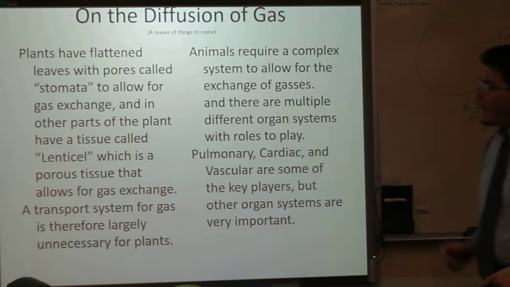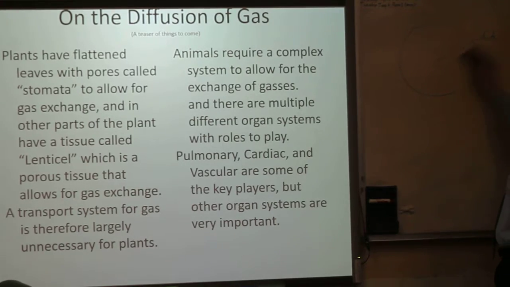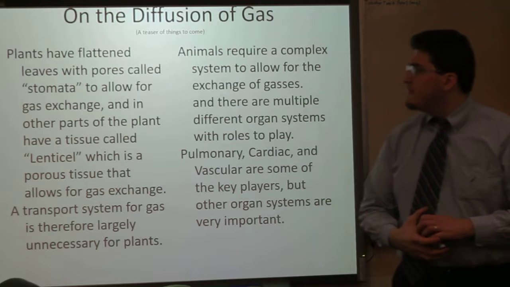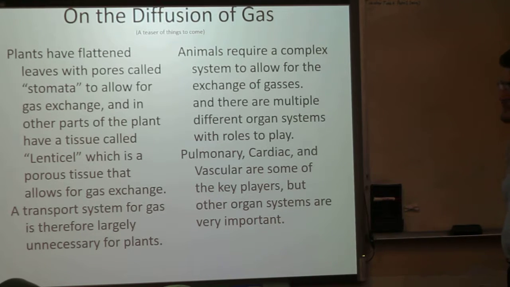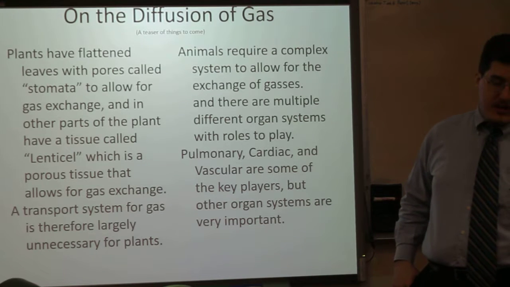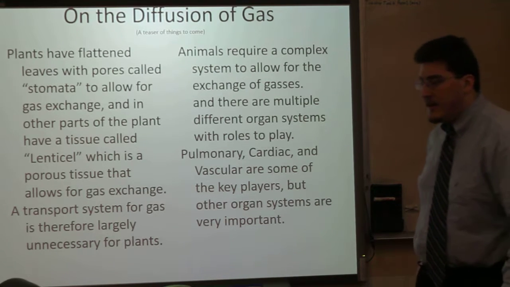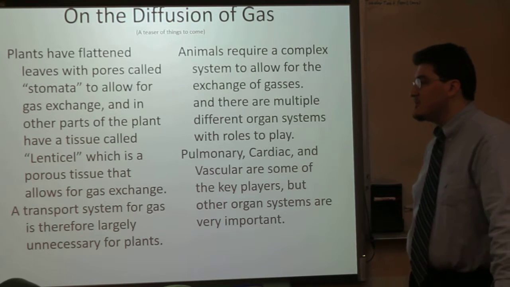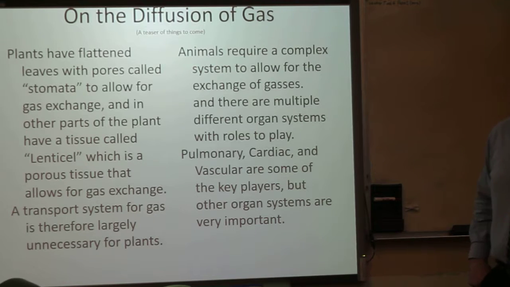Now, as far as gas is concerned, plants have flattened leaves with pores called stomata to allow for gas exchange. The stems of plants and the roots and whatnot have pores called lenticels. They are a porous tissue. Those allow for gas exchange. So plants don't really need a way to deliver oxygen dissolved in fluid to their tissues. Largely, gas is distributed uniformly throughout the plant.